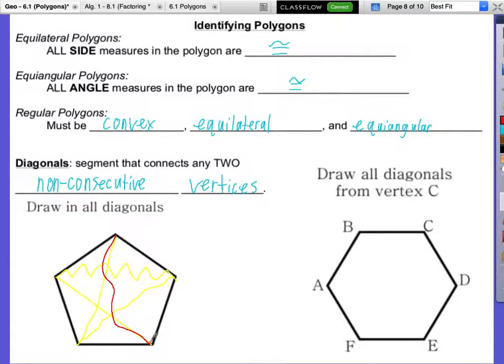Okay, so now, listen up. Now on this next one, on this hexagon, we want to draw all the diagonals from vertex C, only the ones that go from vertex C. So I want you guys to draw on those in your paper. There's only four diagonals.